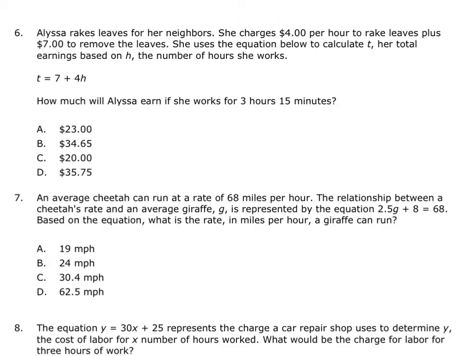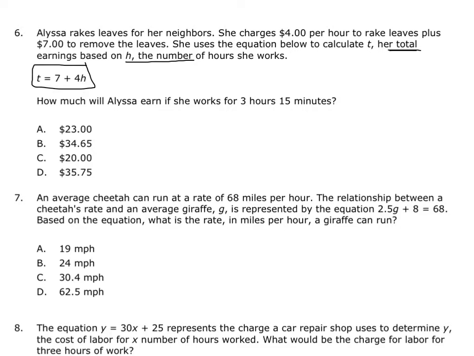The next one, number 6, Alyssa rakes leaves for her neighbors. She charges $4 an hour to rake leaves plus $7 to remove the leaves. She uses the equation below to calculate T, her total earnings, based on H, the number of hours. And it actually gives us the equation already, so we don't even have to write the equation.